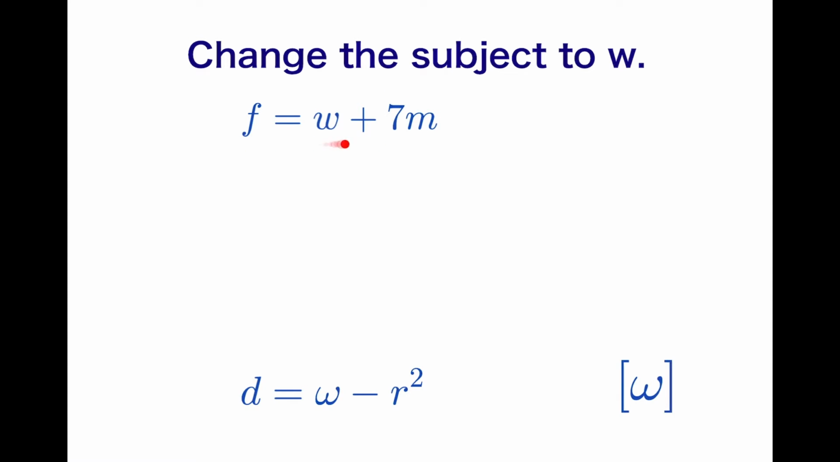For example, the first one, W is here and you don't need this positive 7m, so what you do is just move that to the left side. It will be as simple as don't move W and just move 7m. If it's positive this side, then if you move to the other side it should be negative. That's how easy change of subject is. In this video there will be a lot of examples and you'll know how each step is being done.